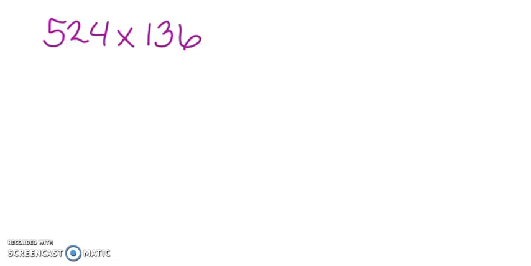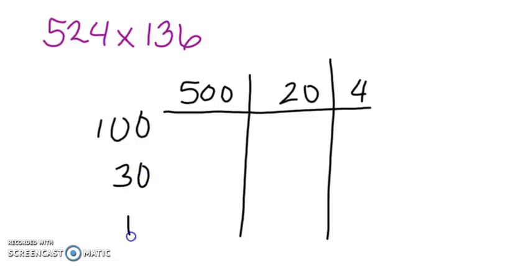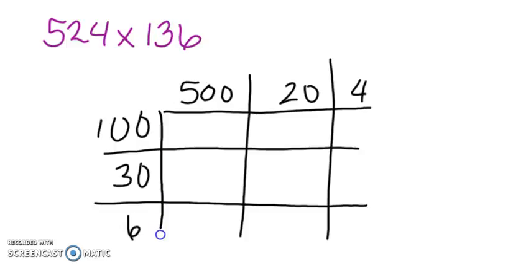If I have 524 groups of 136, I can first break up my 524 into 520 and 4. So now you see that I'm having 3 separate groups, and I will be multiplying that with 100, 30, and 6. So I will also need 3 rows to complete my area model. And now I can go ahead and multiply.